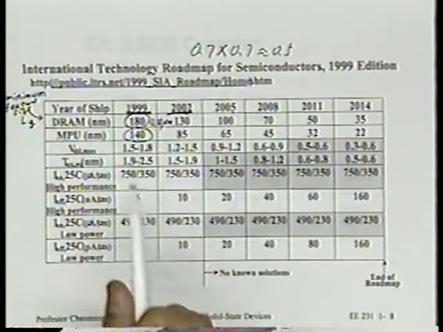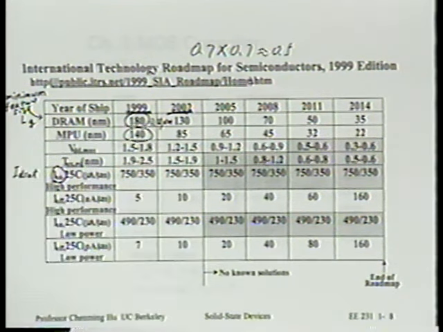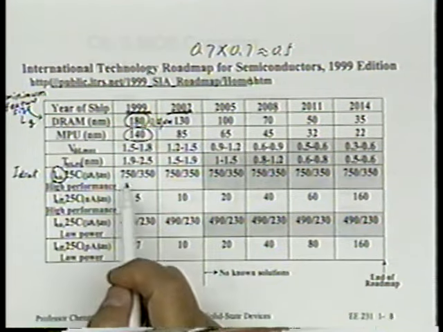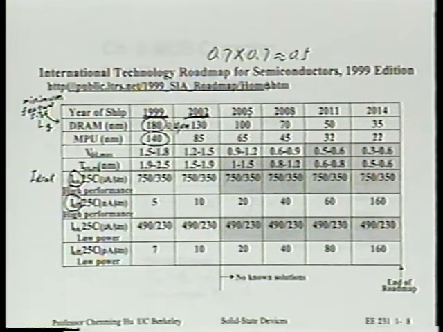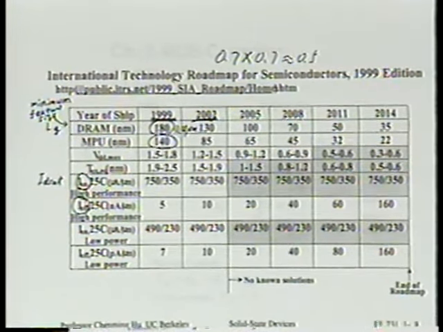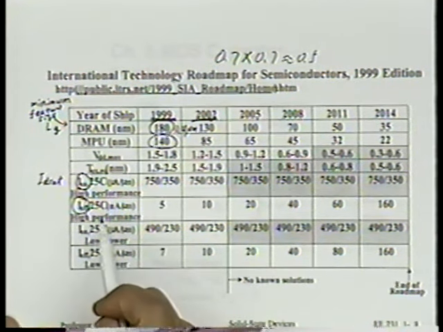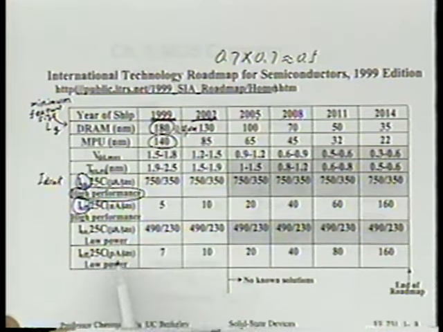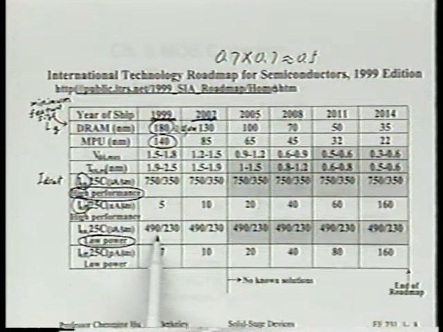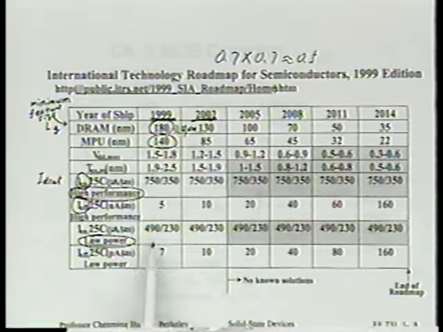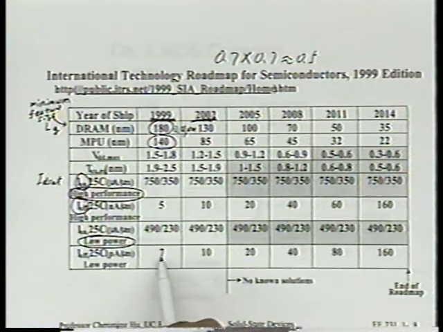Okay? Other important things to remember is something called Ion, sometimes we'll just simply call it ID sat, which is basically the saturation current. And we want this current to be as large as possible, and we want to keep the off-state current as small as possible. Okay? And the roadmap calls out Ion and Ioff trends or goals separately for high-performance circuit and for low-power circuit. So for low power circuit, we're willing to take a smaller current, and the circuit will be slower. But we ask for much lower leakage current so that the standby power is a lot smaller.